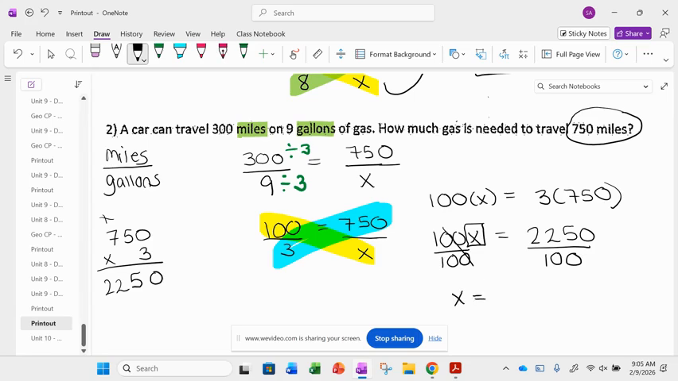Does anybody remember the rule when you're dividing by a power of 10? The rule says if you're dividing by a power of 10, you put your decimal point wherever it's supposed to be. Since this is a whole number, my decimal point's on the end. For however many zeros you have, that's how many places you're moving to the left. Since 100 has 2 zeros, I'm going to move 2 places to the left. And so 2,250 divided by 100 will be 22.5 gallons.